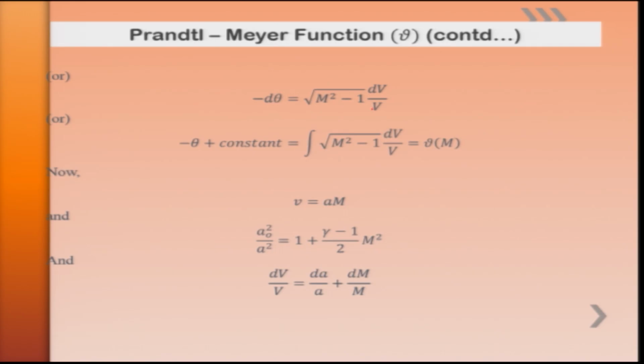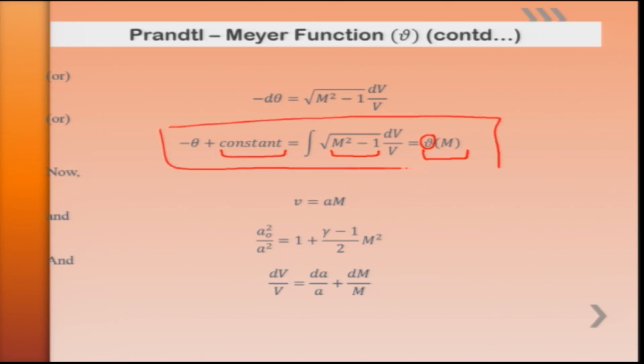If you integrate this, then what I obtain here is minus theta plus an integration constant, and then I can write down the integral of square root of M square minus 1 dV by V, which I am writing here as a function, the Prandtl-Meyer function, denoted as nu, which is a function of Mach number, because Mach number is an important parameter here. We must remember this relationship, which we are going to use later.